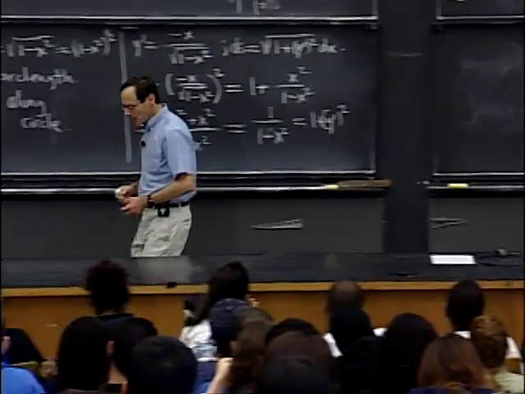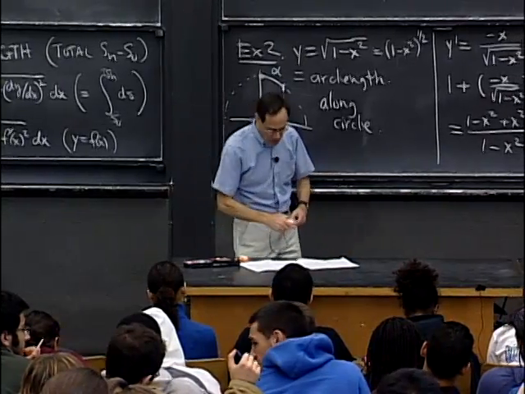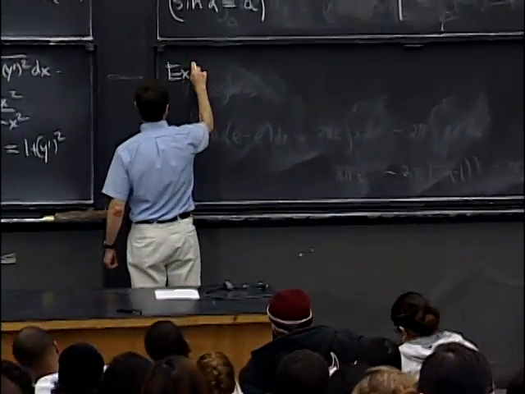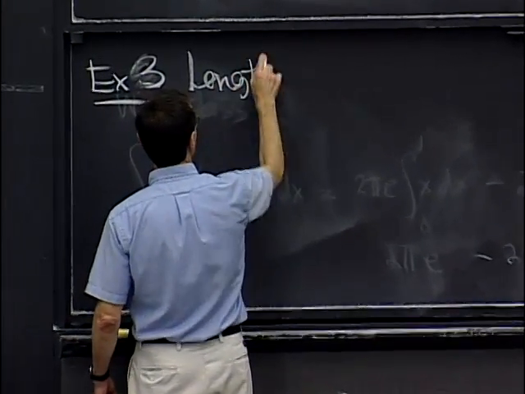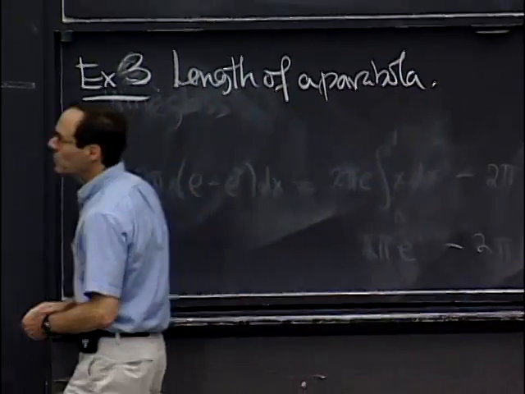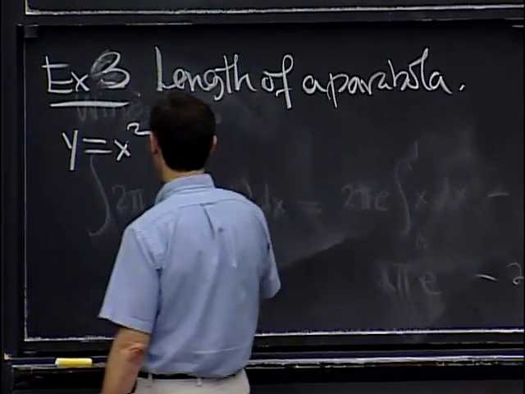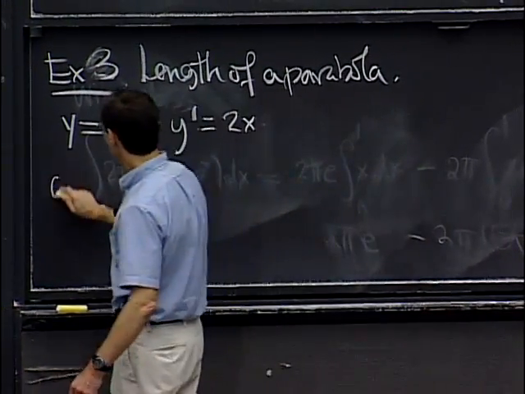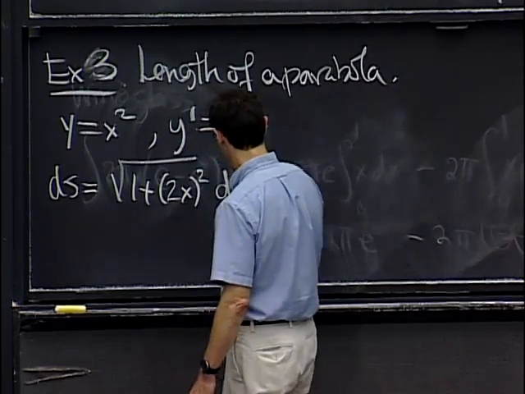All right, so those are examples that maybe you already know, and maybe we'll do one that we don't know quite as well. Let's find the length of a parabola. This is example 3. Well, that was what I was suggesting we were going to do earlier. So this is the function y equals x squared. y prime is 2x. And so ds is equal to the square root of 1 plus the quantity 2x squared dx.